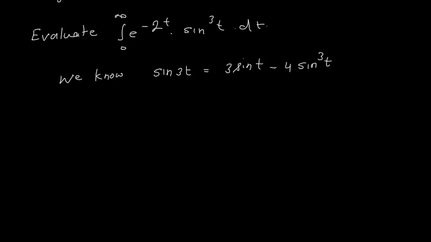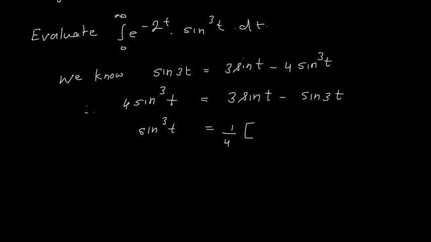Therefore, from this I will get the value of 4 sine cube t as 3 sine t minus sine 3t, and this gives me the value of sine cube t as 1 upon 4 into 3 sine t minus sine 3t.